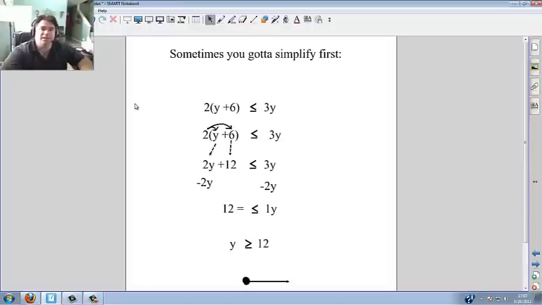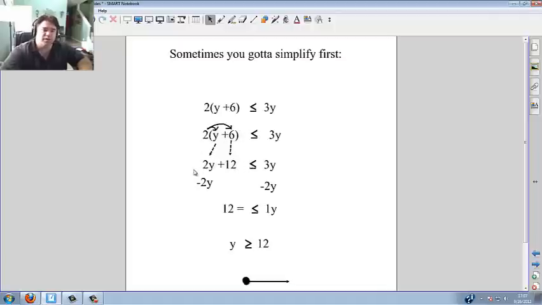And we're back. Next page. Sometimes you just got to simplify. So 2 times y plus 6 is less or equal to 3y. First, I take 2 times the y. Then I take 2 times the 6. So 2 times y is 2y. 2 times the 6 is 12.